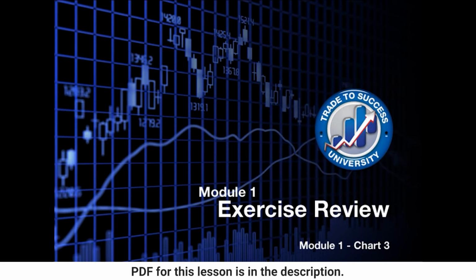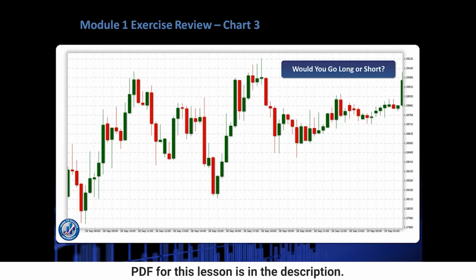Module 1 exercise review, Chart 3. So in this chart, would you go long or short? Well, here we have not so much of a clean uptrend, but we can see that the major lows are getting higher. There's the first one, second, third, and the highs are getting higher. Now, it's not the cleanest of uptrends, but nevertheless it still is an uptrend, and so here in this uptrend we would be taking longs.